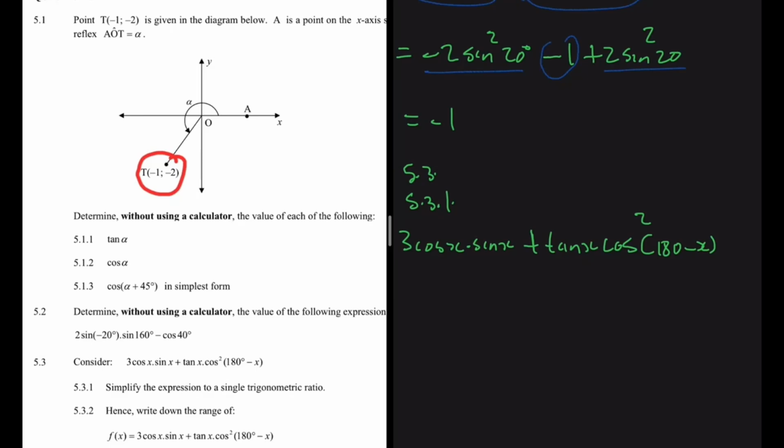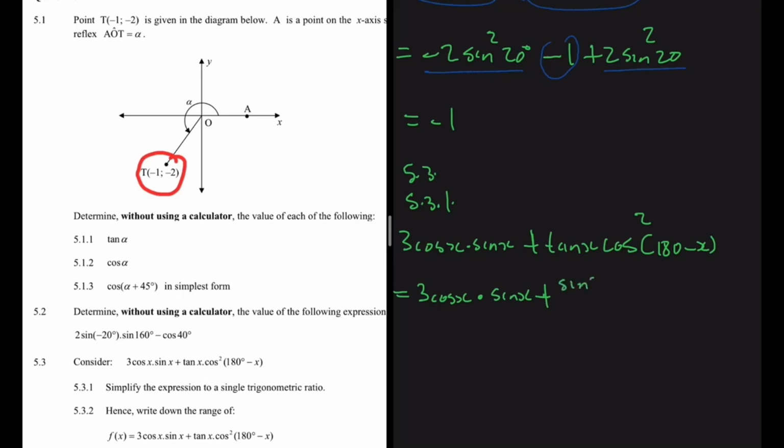So let's see what we can do. That will be equal to 3 cos x. What else can we do? There isn't much. So 3 cos of x, and then multiply by sine of x. Still not much you can do. Plus tan x. You can play around with tan x, right? We know fully well that tan x is equal to sine of x divided by cos of x. So let's put that in.